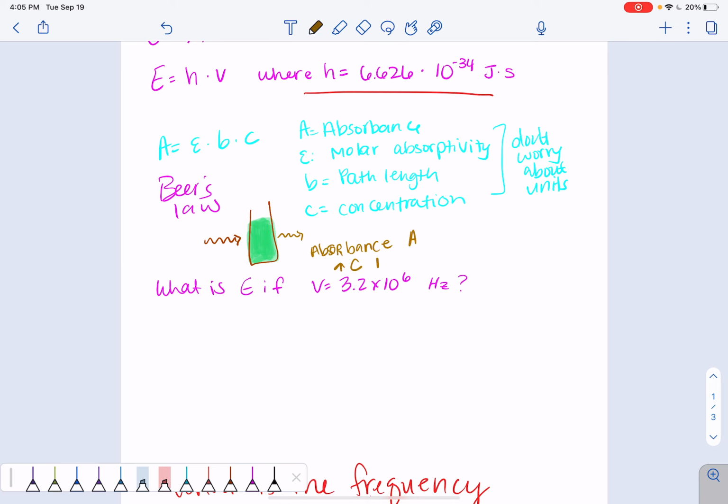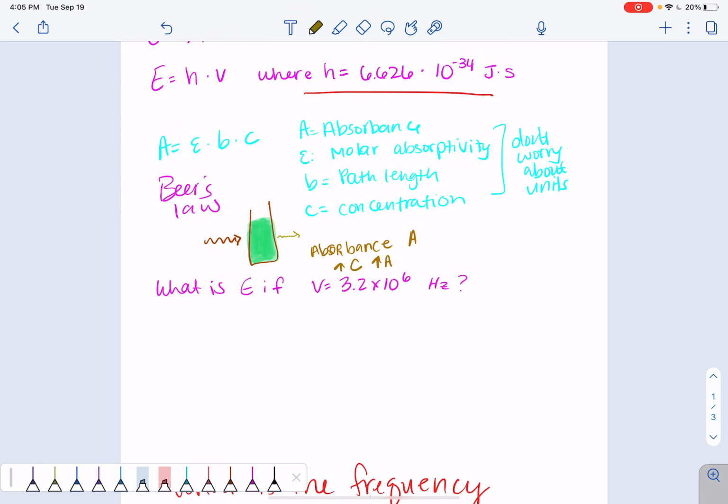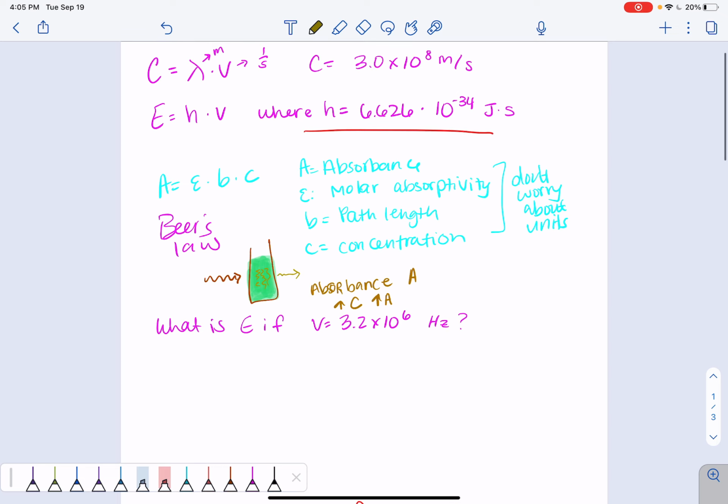So we are going to increase the amount that it absorbs. So the light coming out, this light right here, is going to be even less, because the solute inside our solution is absorbing the light. So less light is allowed to go out.